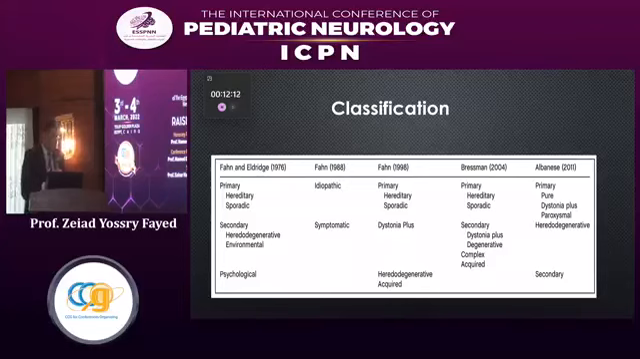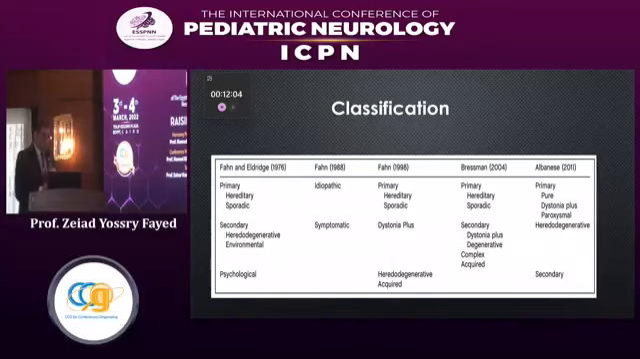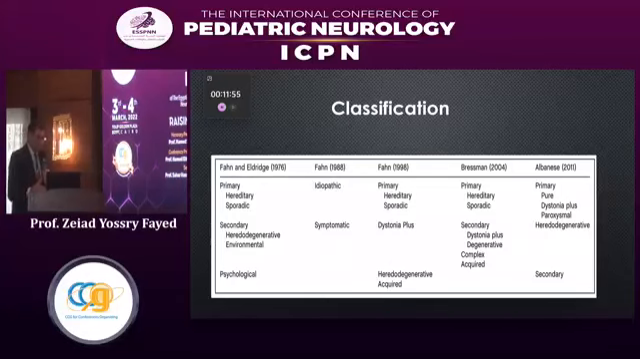In the 70s, scientists used to classify dystonia into primary, secondary, and psychological. Then in the 80s into idiopathic and symptomatic. In the 90s, primary, dystonia plus, or heredodegenerative. In 2004, into primary, secondary, complex, and acquired, and in 2011 into primary, heredodegenerative, and secondary.